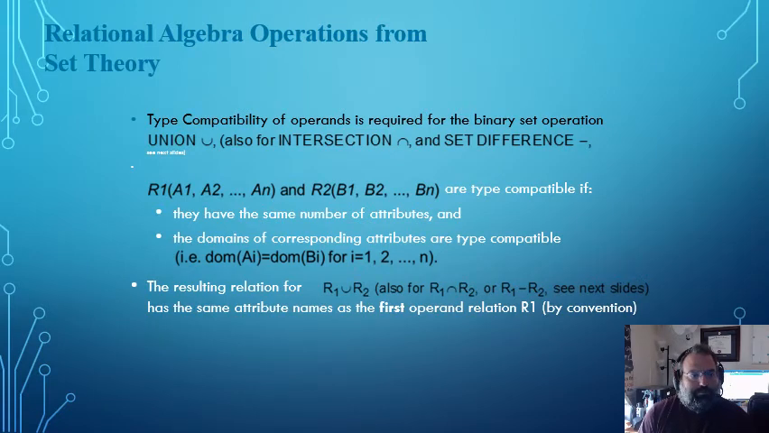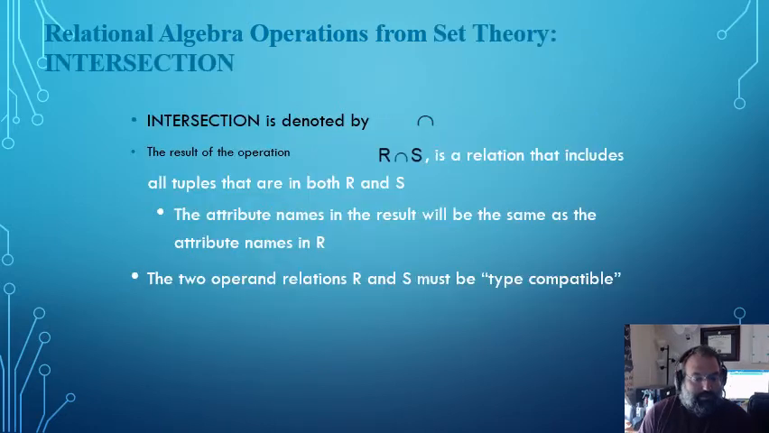Relational algebra operations from set theory. Type compatibility of operands is required for the binary set operations union, intersection, and set difference. Relations R1(A1 through An) and R2(B1 through Bn) are compatible if they have the same number of attributes and the domains of corresponding attributes are type compatible. The resulting relations for union, intersection, and set difference are in the next slides.